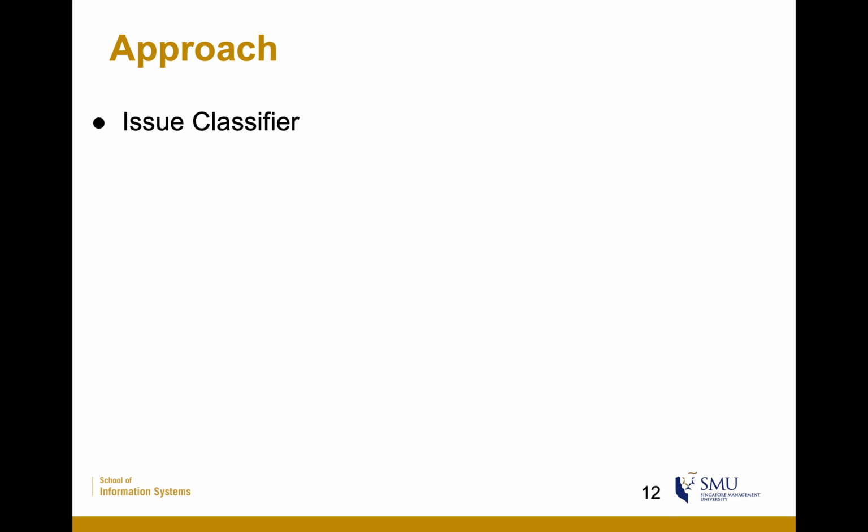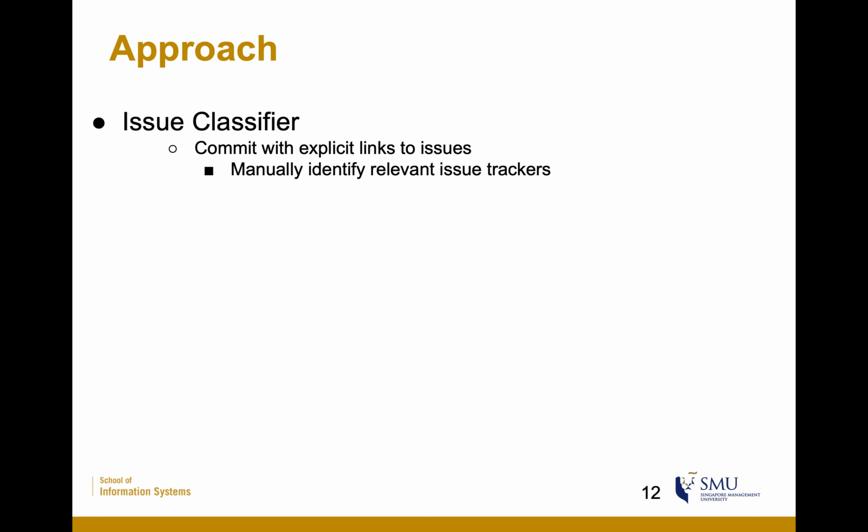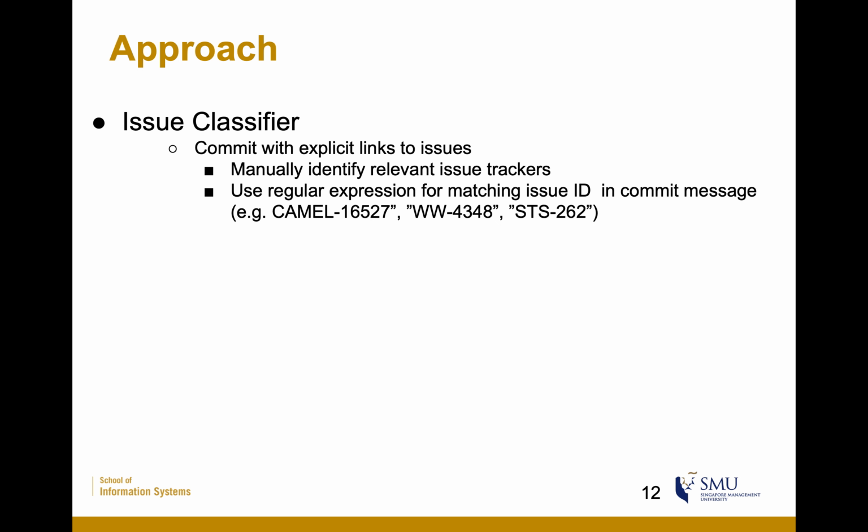For the issue classifier, as mentioned, there are two cases that can happen with a commit, which lead to two different flows of the issue classifier. If a commit had explicit links to issues, in which the commit message references the ID of the issues, we first manually identify the relevant issue tracker corresponding to the project where the commit belongs. Afterward, we use regular expressions based on GitHub and Jira conventions for issue references to directly match issue with commit.